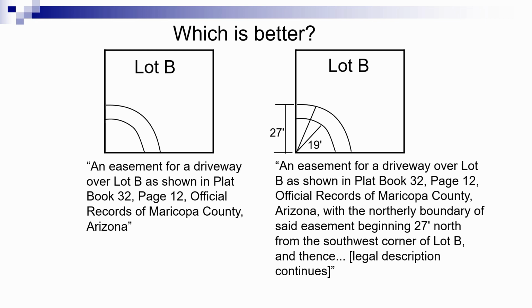A legal description of the easement might begin by saying, with the northerly boundary of the easement beginning 27 feet north from the southwest corner of Lot B, and then we'd continue with an arc down to the bottom boundary, across the bottom boundary, and another arc back up to the side boundary and back to the point of beginning. It's a little more complicated and it will be more expensive because we'll probably have to pay a surveyor or an engineer to do it. But it's certainly a preferable way if we can get the parties to spend the money to create an exact location of the driveway on the servient land.